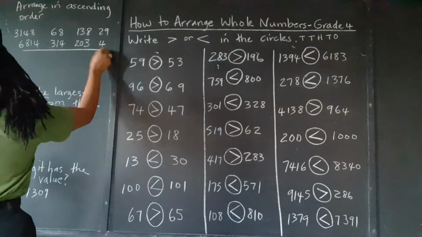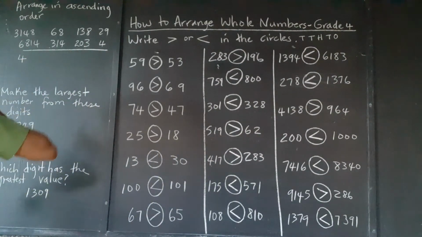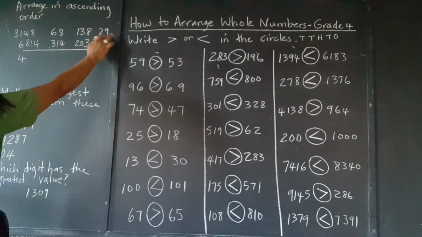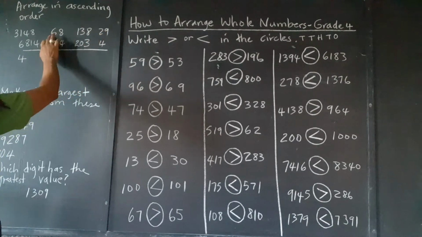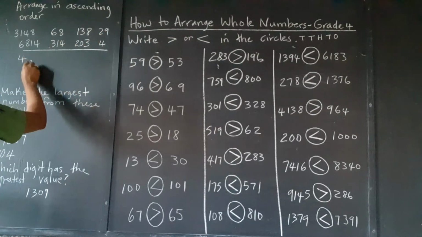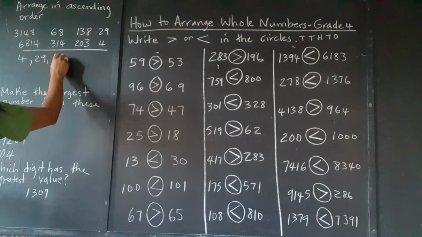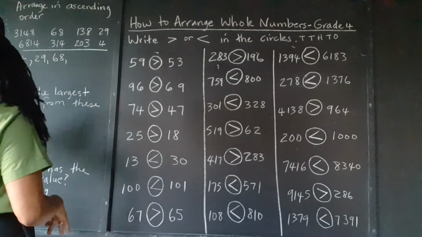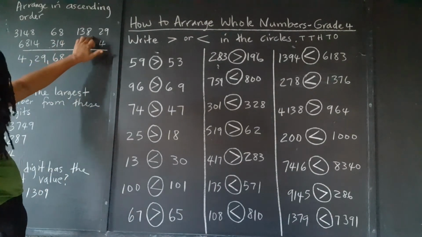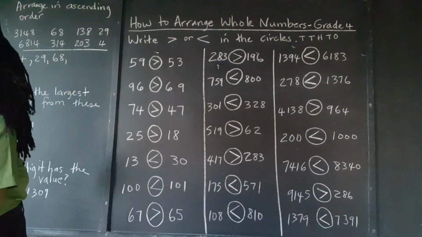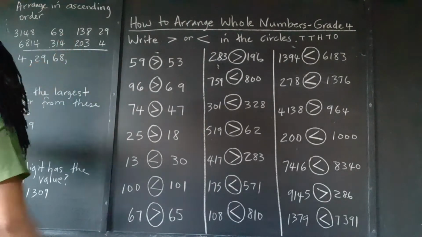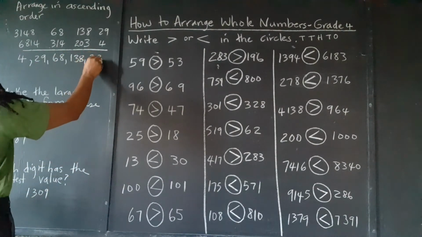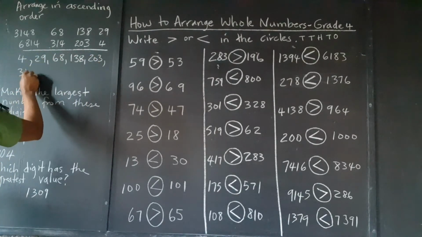So we start with the 4, and then we go to the ones that have tens and ones, so that's 29 and then 68. So after the 4 we have 29, 68. Then we go to the numbers that have hundreds places. So we have 314, 138, 203. This is the smallest because it has a 1 in the hundreds place. So 138, and then 203, and then 314.